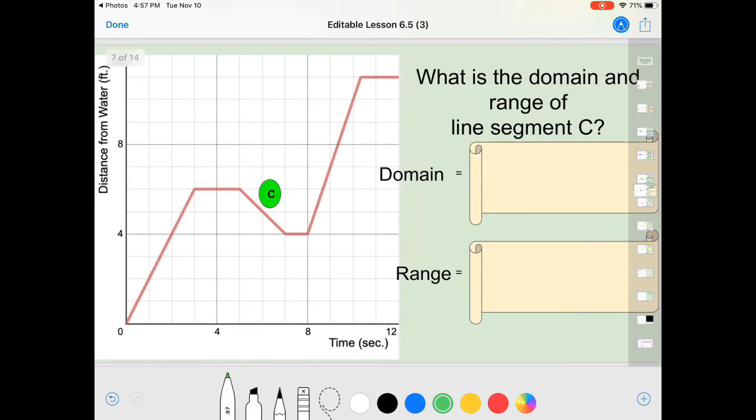What's the domain and range of line segment C? So let's see. The domain is any x value between 5 and 7. The smallest x value of C is 5, the largest is 7. And the range, the y values of line segment C, let's keep our points there. The smallest one is 4, and the largest one is 6. So y can be any number between 4 and 6, including 4 and 6.